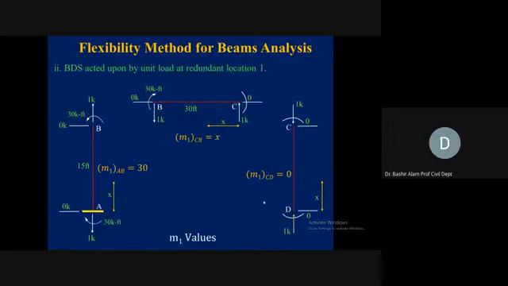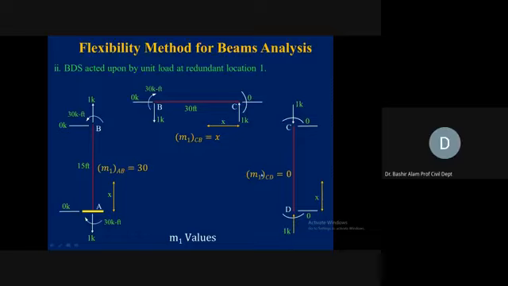Okay, so we go to the next slide now. Here, the basic determinate structure is acted upon by a unit load at redundant location 1. What was redundant location 1? If you remember, AR1 was the vertical reaction at D, in the upward direction. Corresponding to that, we are applying this 1 kip.